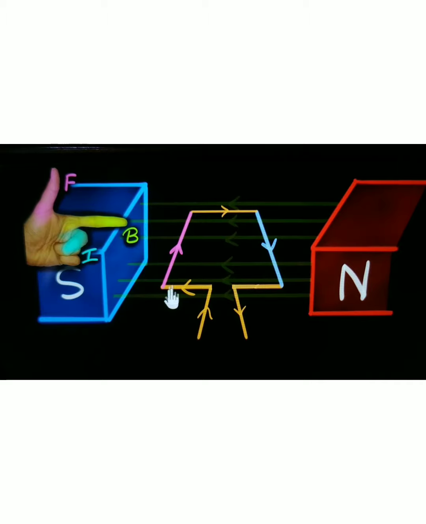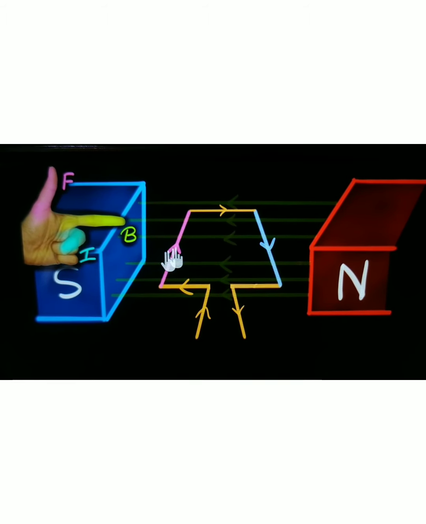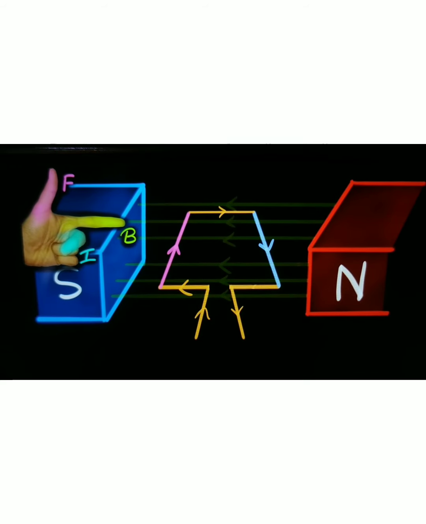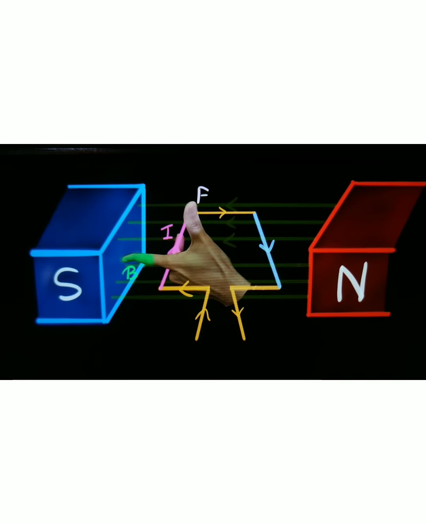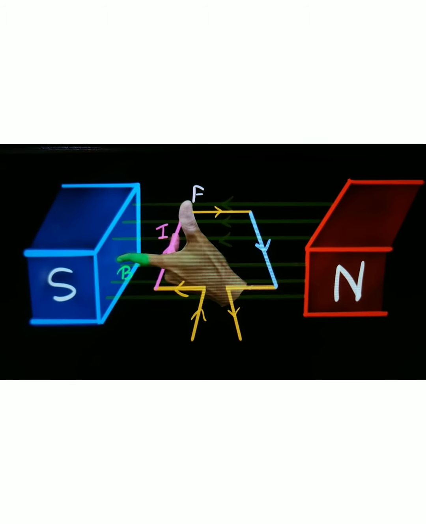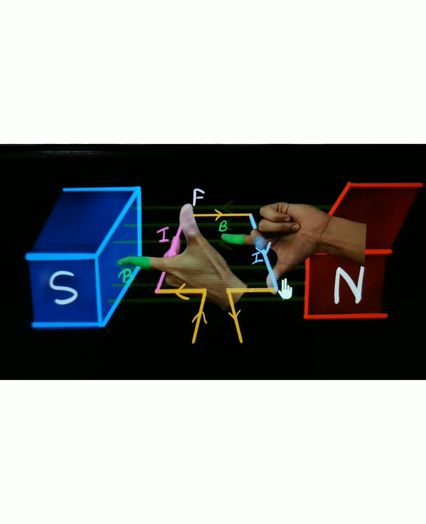Let's start with the pink wire. The current is inwards and the magnetic field is to the left. If we align our left hand, it will look somewhat like this. Notice the thumb is pointing upwards, and as a result, the force is upwards. Now, if we apply the same left-hand rule to this side, we see that the force is acting downwards.